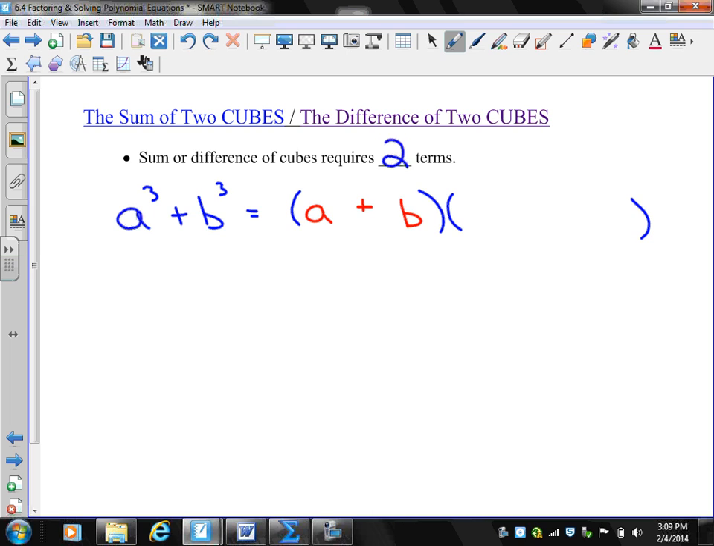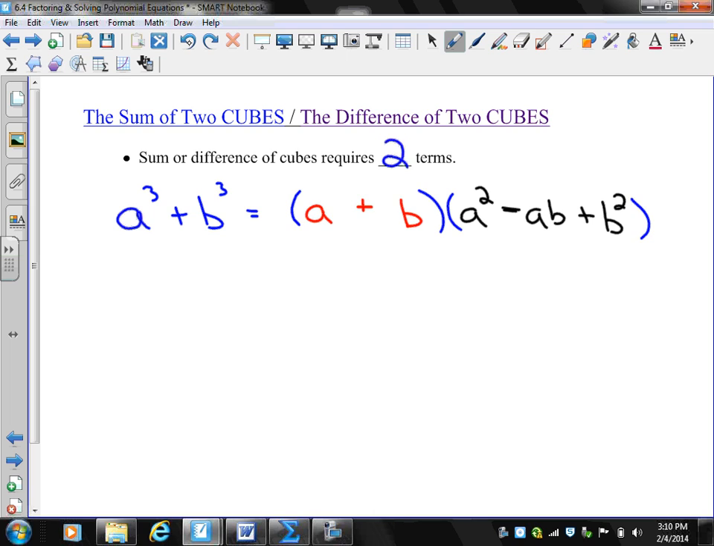Okay. For the second part here, I'm going to take my first term here, and I'm going to square it. I'm going to take my second term here, and I'm going to square it. And those become my first and my third terms in the second parentheses. In the middle is going to go the opposite sign, so minus, and it's the product of the first times the second term. So a times b. And that's how we factor the sum of two cubes.